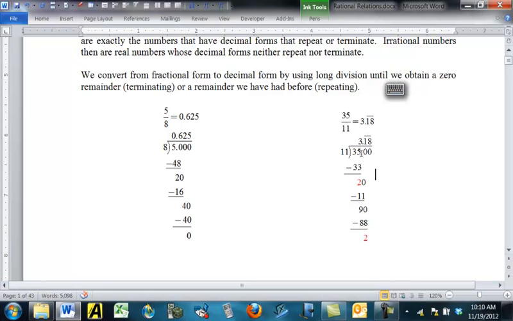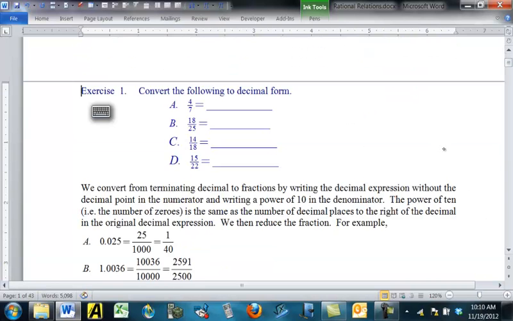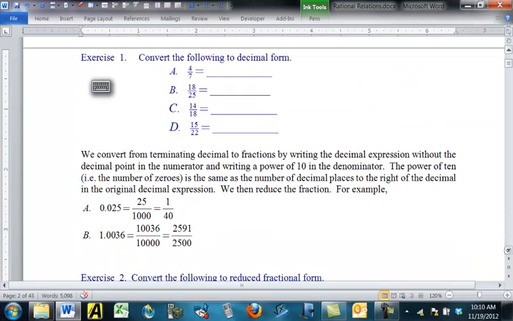35 over 11. 35 divided by 11 is 3. 3 times 11 is 33. Subtract, you get 2, then bring down a 0. 20 divided by 11 is 1. 1 times 11 is 11. Subtract, you get 9. Bring down a 0. 8 times 11 is 88. Subtract, you get 2. And notice that 2 matches what we had before. So the next one's going to be another 1, and then another 8, and 1, 8, 1, 8, forever and ever. And so we say that's a repeating pattern, which we indicate with a bar. And there's some for you to practice.